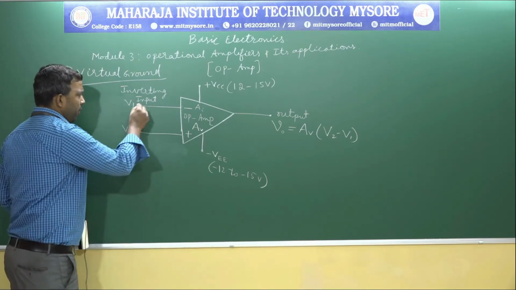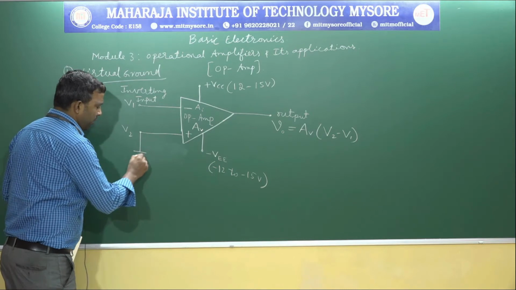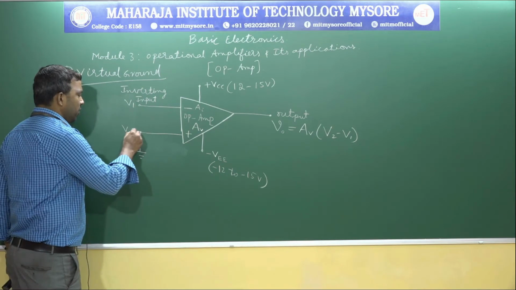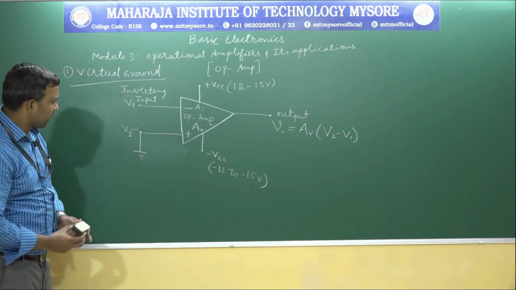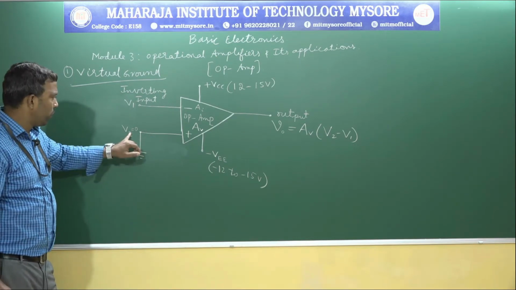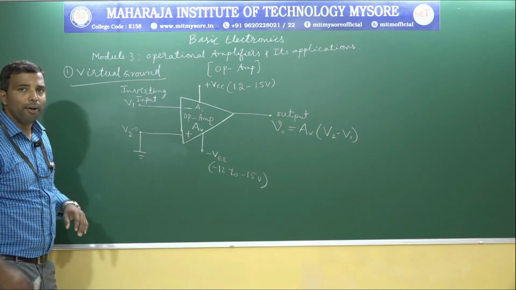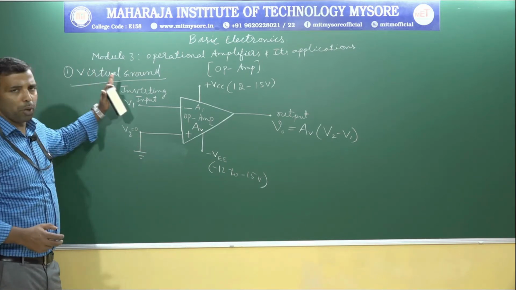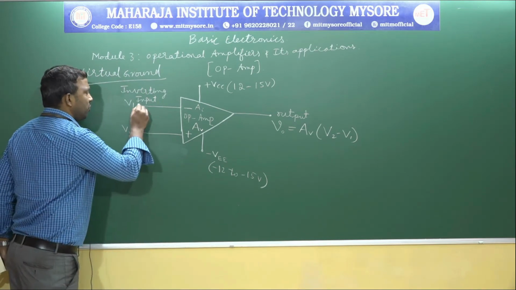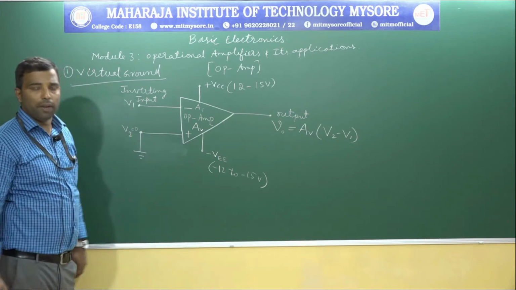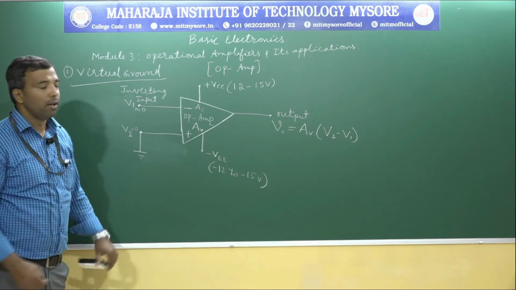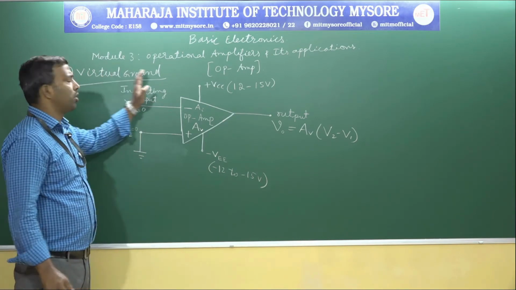Now, if this terminal is grounded, connected to common ground, the voltage at V2 is equal to 0, because V2 is connected directly to the ground, which is 0 potential. Due to the virtual ground property of the op-amp, whatever the voltage at this point, the same voltage is present here also. That means V1 is also 0. Virtually it is connected to ground. Therefore, this property is called the virtual ground property.